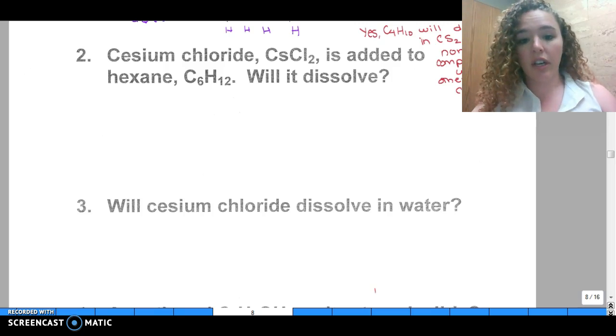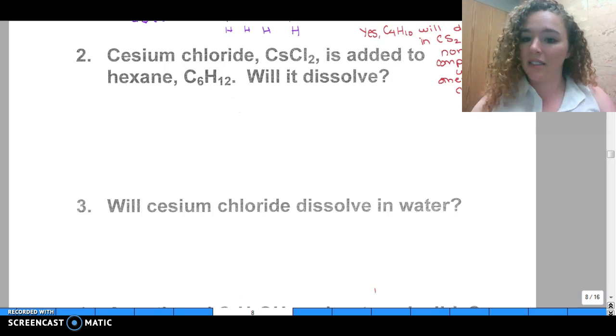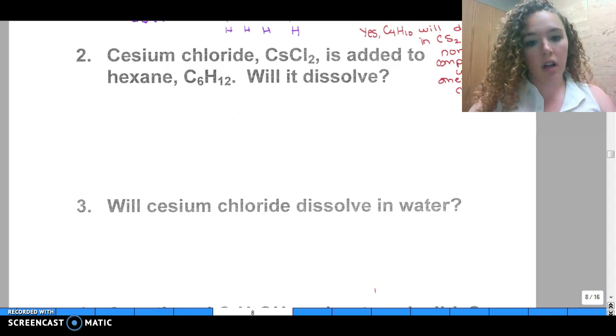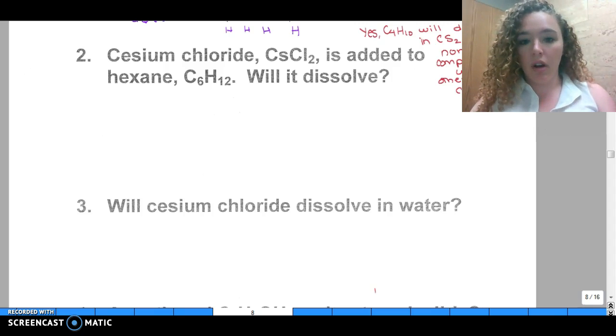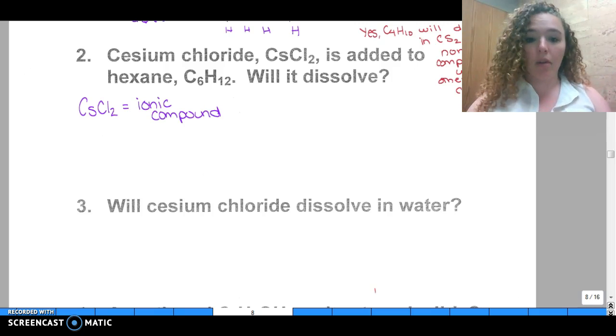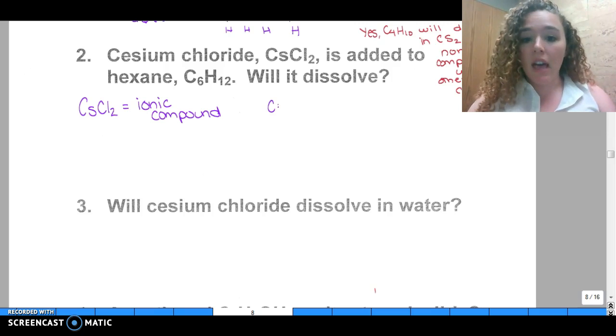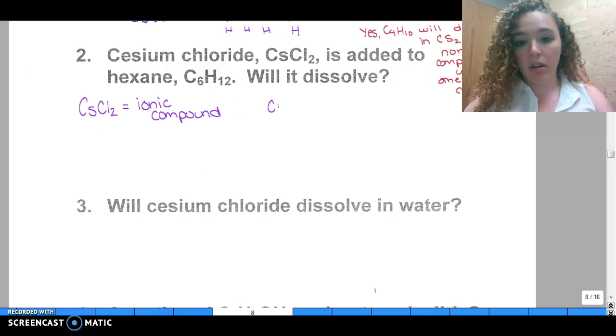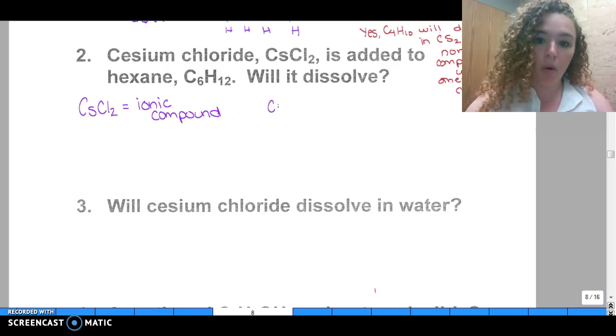The next question we're going to look at is cesium chloride, CsCl2, and when it is added to hexane, will it dissolve? So cesium chloride is going to be an ionic compound because cesium is a metal and chlorine is a nonmetal, which means we have an ionic compound. Then we have to look at hexane, which is 2 nonmetals bonded together, which means we have to draw the Lewis structure to determine if it's polar or nonpolar.